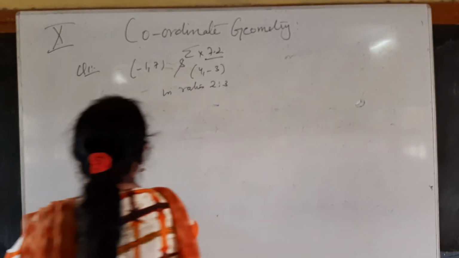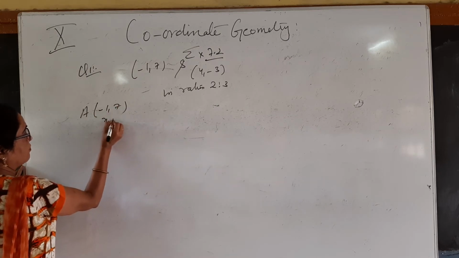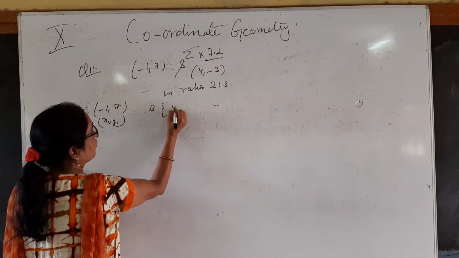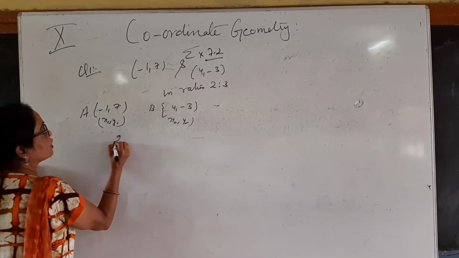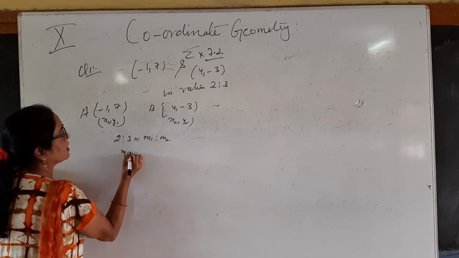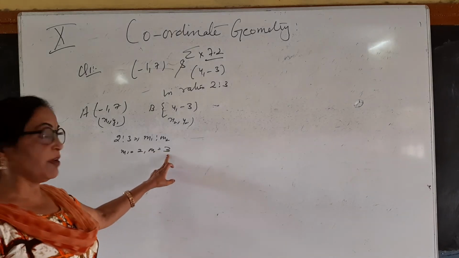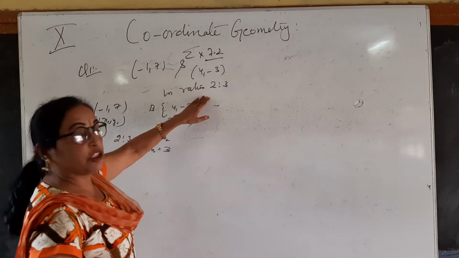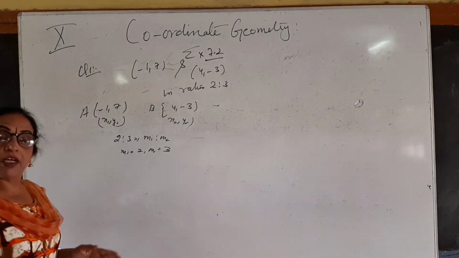So here the ratio is given. Suppose the coordinates of A are -1 and 7, that is our x1, y1, and B has coordinates 4 and -3, so it is our x2, y2. The ratio is given as 2:3, meaning m1:m2, so m1 is 2 and m2 is 3. Now we have to find the coordinates of the point dividing in the ratio 2:3, and it is not given whether internally or externally, so we will use internal. If it is not given, use internal.